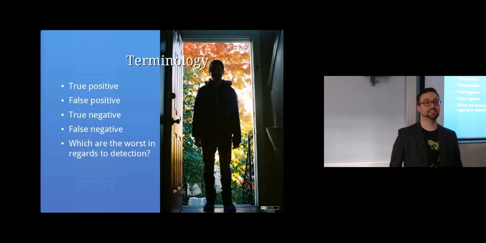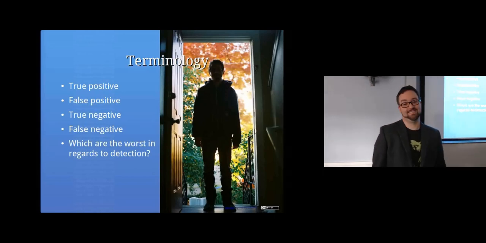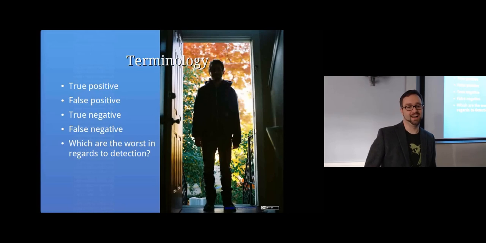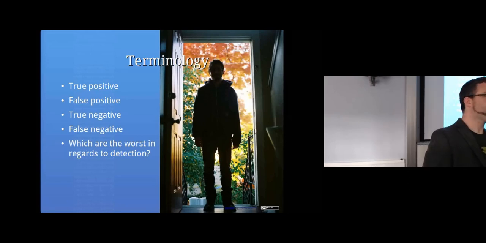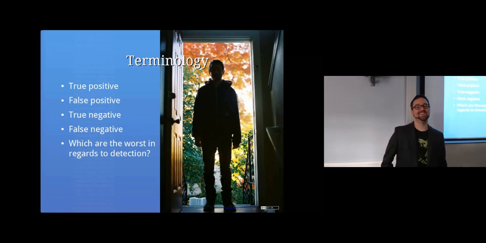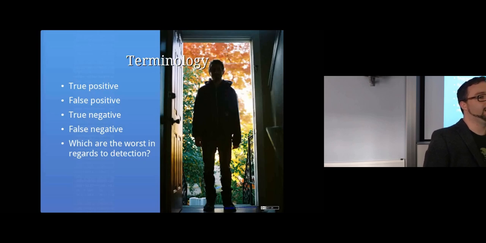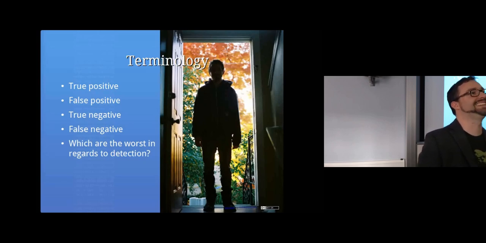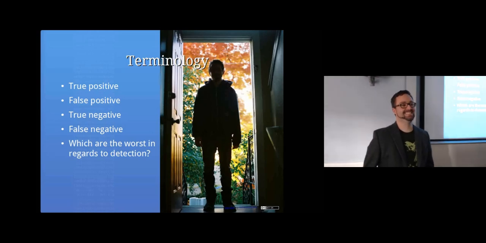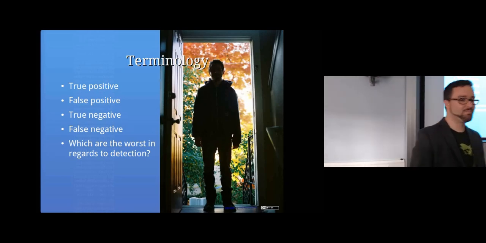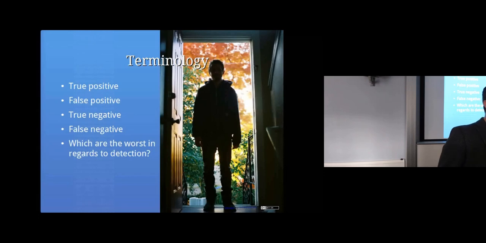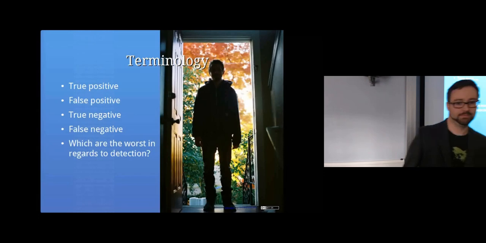Yeah. So you don't think anything's happening, and nothing is happening. So it truly is nothing. True negative. False negative. Well, you don't think anything's happening, but something is happening. A false negative is when the software doesn't detect anything. It's basically a double negative, so they cancel each other out, which means something is happening. The software is saying nothing's happening, but there is something happening. Yes.